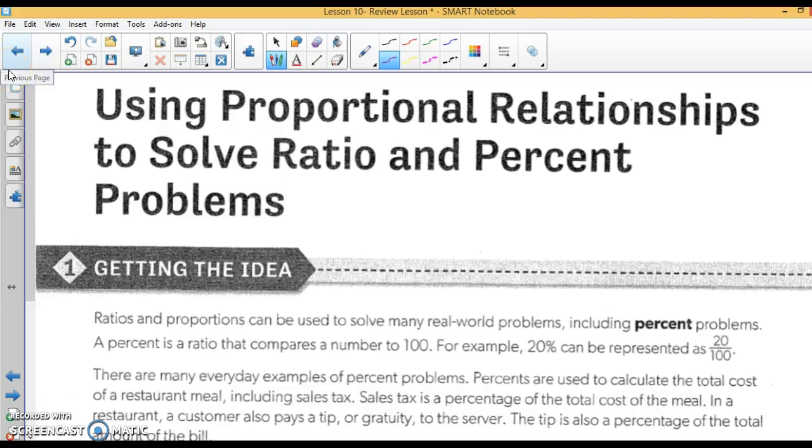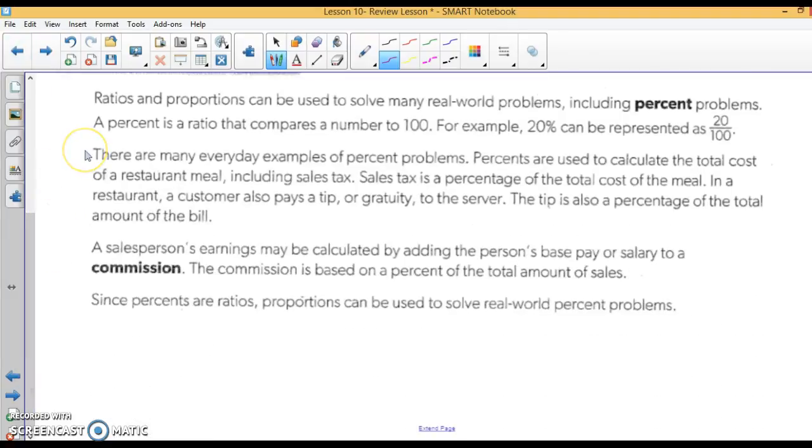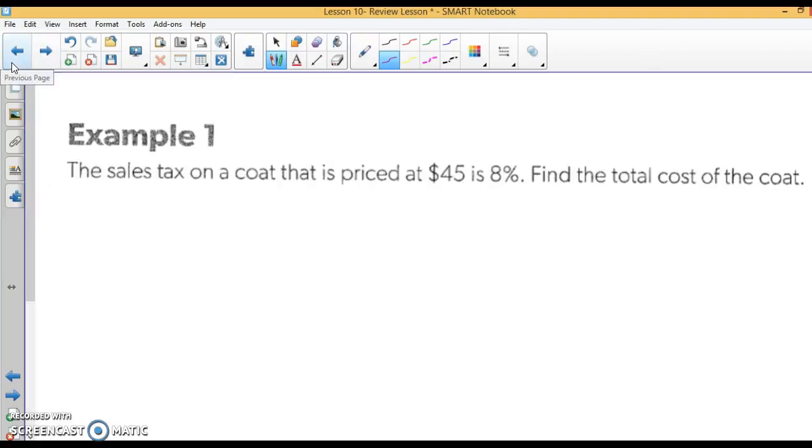All right, let's take a look at this review. This review, I like this. This covers everything. Now, if you want to go back and read over all of these parts, you can.